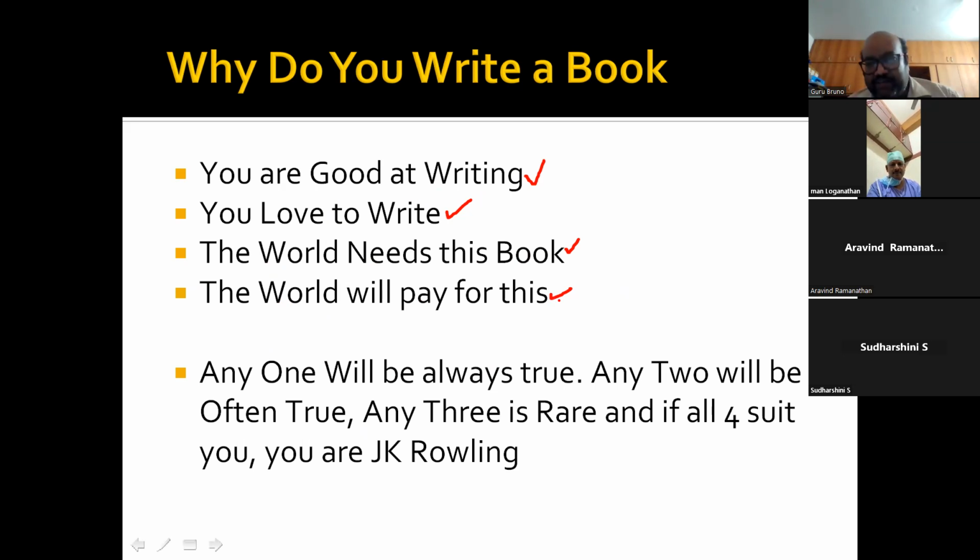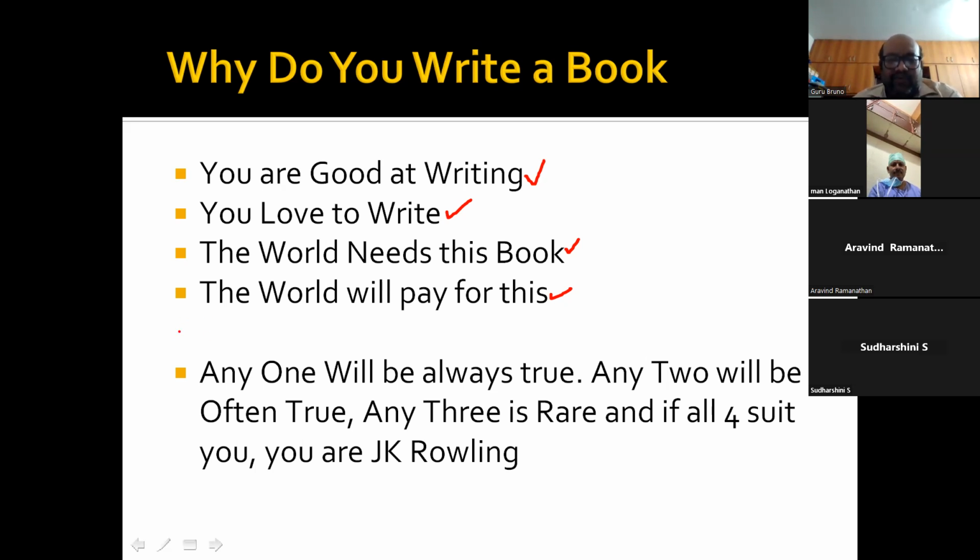Essentially, if you are writing a book, whatever be the reason, it can be summed up into one or more of the above. That is, you are very good at writing, or you may or may not be good, but you love to write and you write. The world needs this book: you are trying to tell something very important, and you are writing. The world will pay for this: you are going to get money, so you are writing. So why you write should be classified into one of the four.